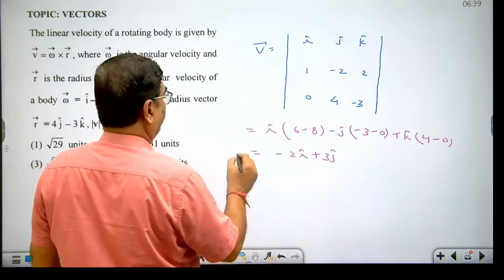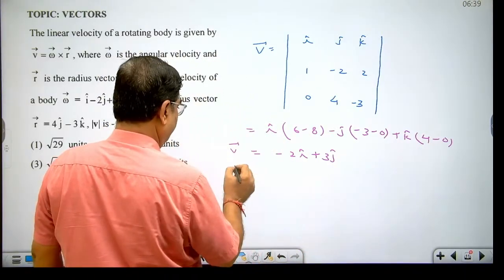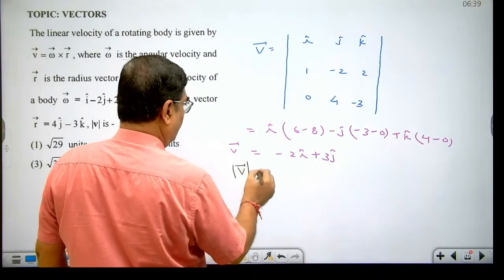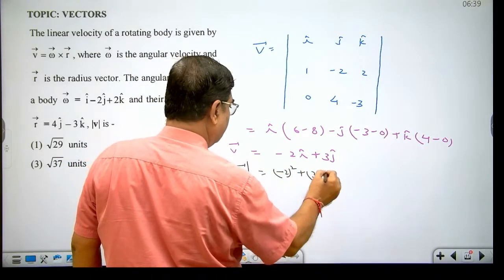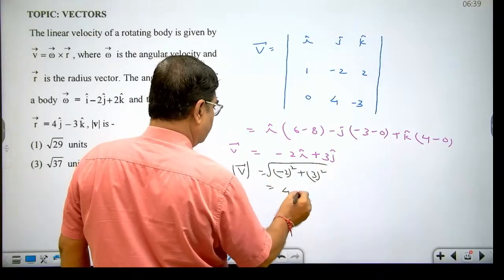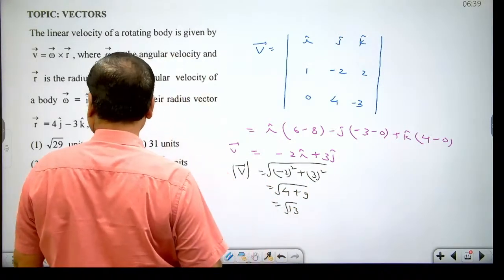This is V vector. So magnitude of V vector equal to minus 2 whole square plus 3 whole square. This is 4 plus 9. This will give under root 13.